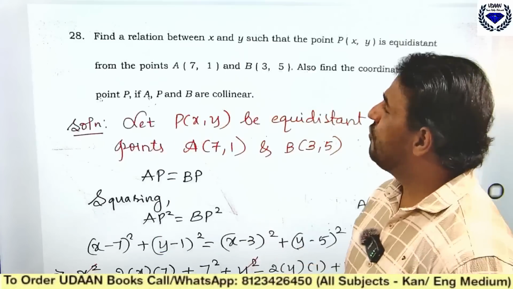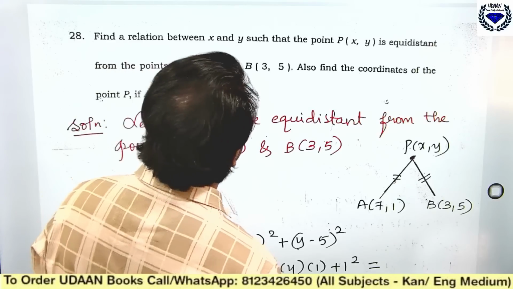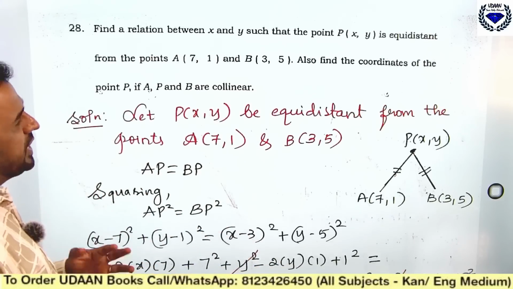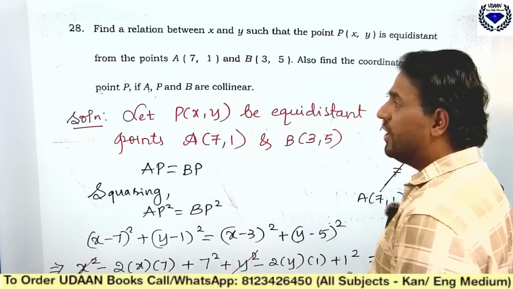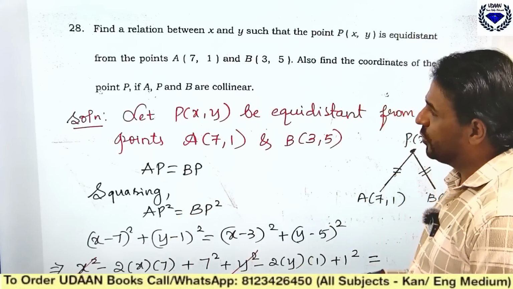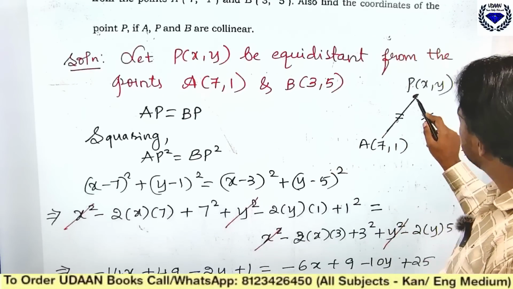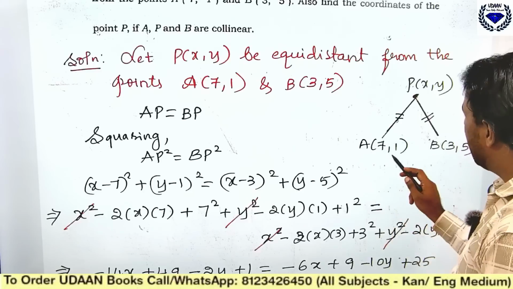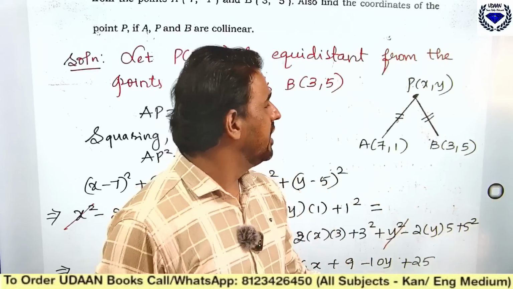Then find a relation between x and y such that the point P of x comma y is equidistant from the points A (7, 1) and B (3, 5). Also find the coordinates of point P if A, P, B are collinear. See, let P of x comma y be equidistant. So this point P should be equidistant from both the points, that is A (7, 1) and B (3, 5). Assume that both are having equal distance.